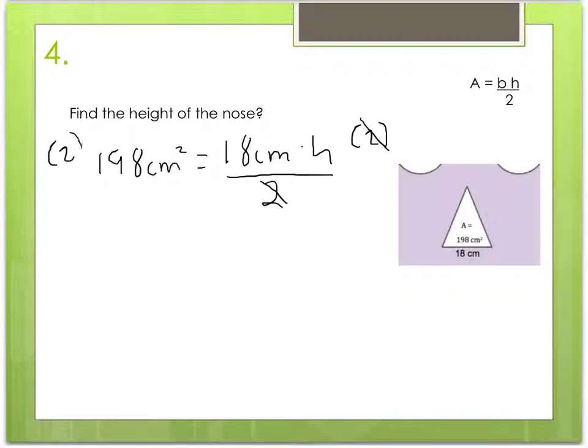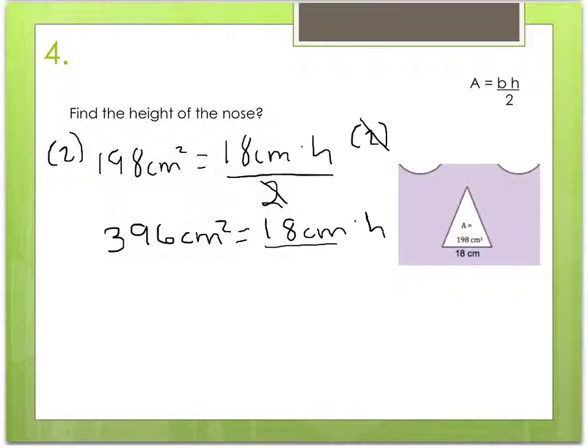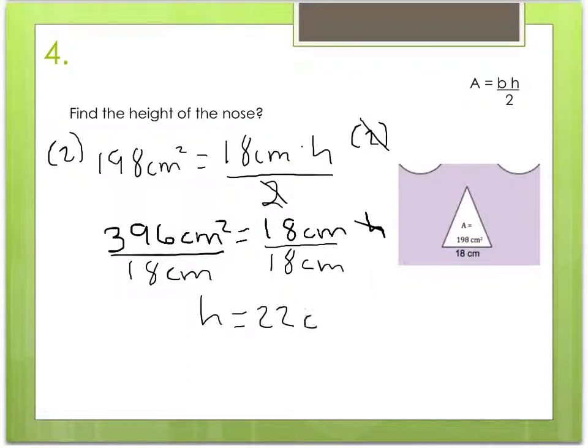So we will times this side by 2, which gives us a value on this side equal to 396 centimeters squared, which is equal to 18 centimeters times our height. Now we could have also gotten to this point by doing cross multiplication, where 198 centimeters squared would be over 1. Now to get height by itself, we are going to divide the base of 18 centimeters into the value on this side, which will give us a height equal to 22 centimeters.